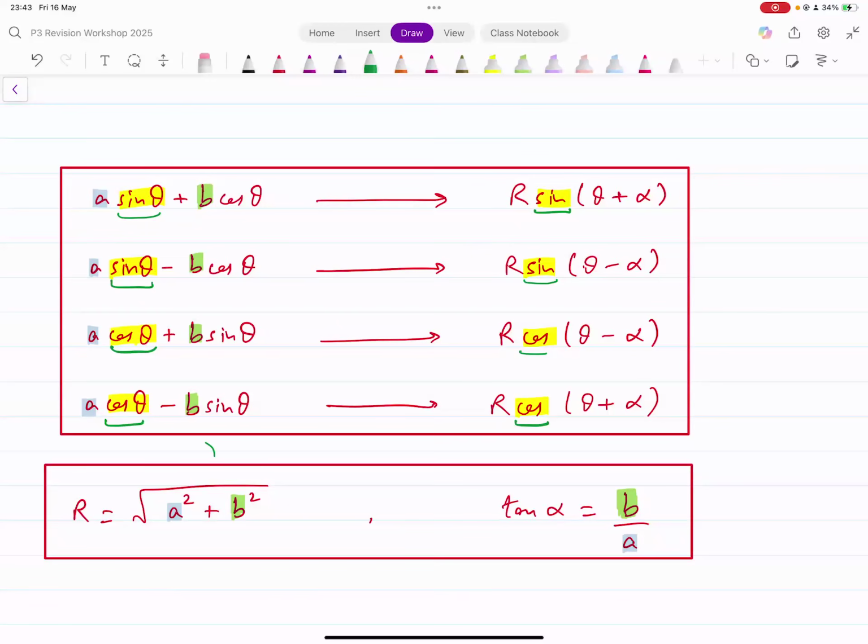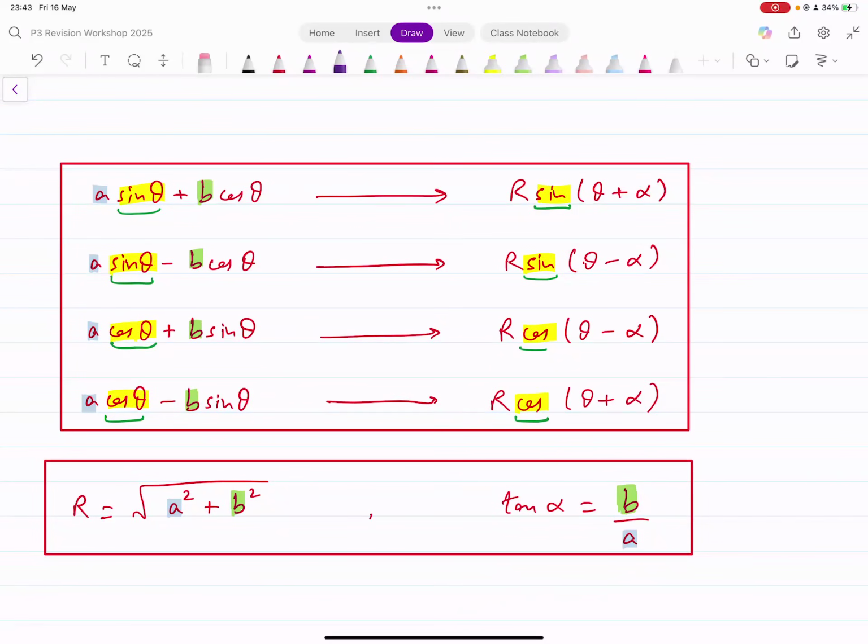What formulas? R is equal to square root of a squared plus b squared, and tan alpha is equal to b over a. You can use these formulas to find the values of r and alpha when you have these standard forms like this. Okay, r equals square root of a squared plus b squared. A is the coefficient of the first term here. B is the coefficient of the second term here.